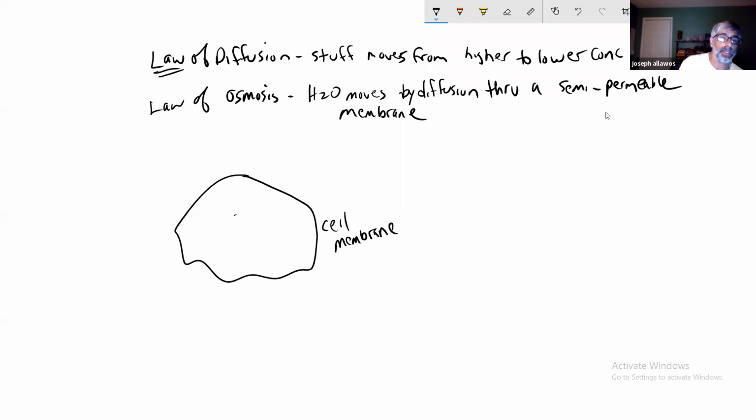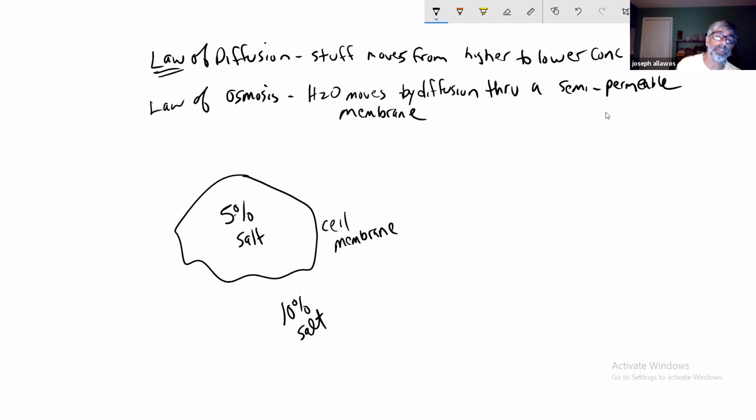So let's say we had a cell that was 5% salt, and we'll just do this as an example. And we bathe that cell in a solution that's 10% salt. And then I might want to know, which way is the water going to go? Is it going to go into the cell or out of the cell?